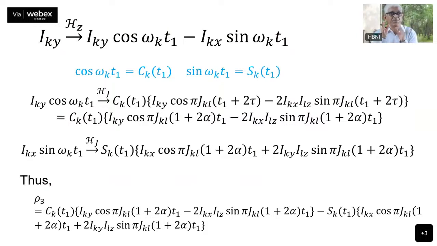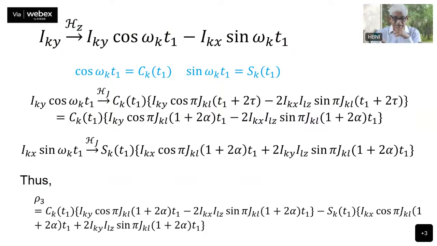Now we want to calculate for one spin, that is the K spin. Let us say we have the I_KY operator there. The I_KY operator we are going to evolve. First consider the chemical shift Hamiltonian, which will act for the period t1. So chemical shift evolves for the period t1. I_KY, under the influence of the chemical shift Hamiltonian, that is the Zeeman Hamiltonian, produces I_KY cosine omega_K t1 minus I_KX sine omega_K t1.